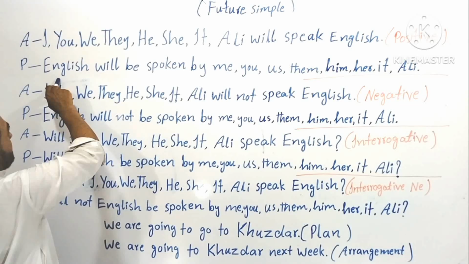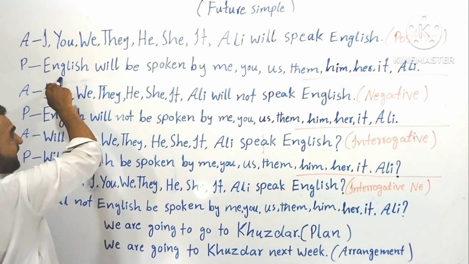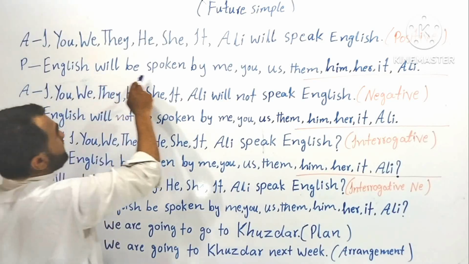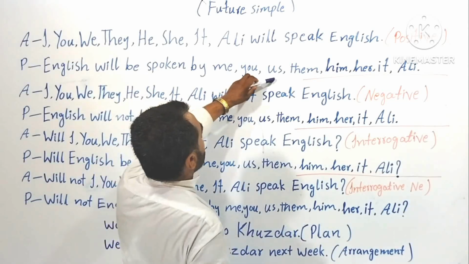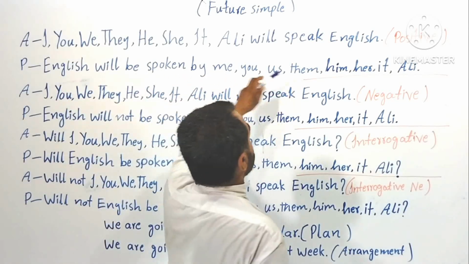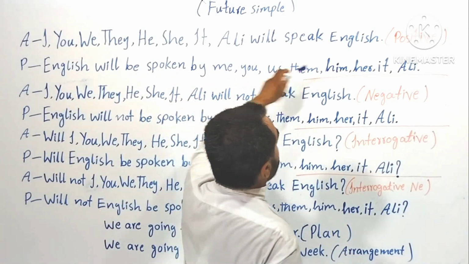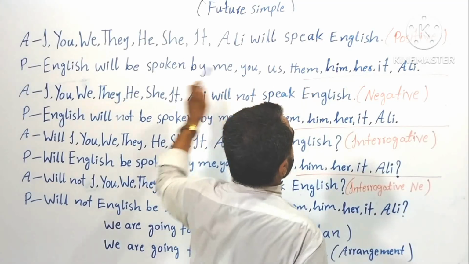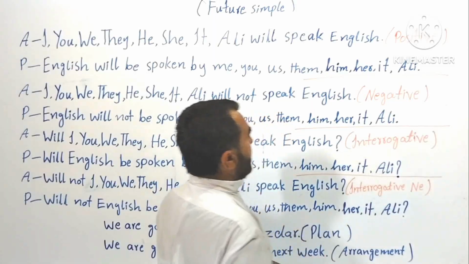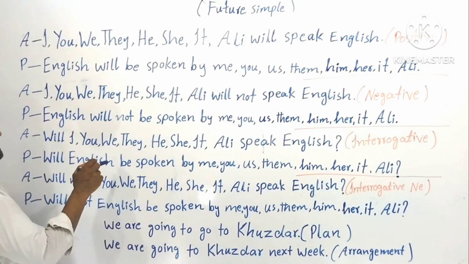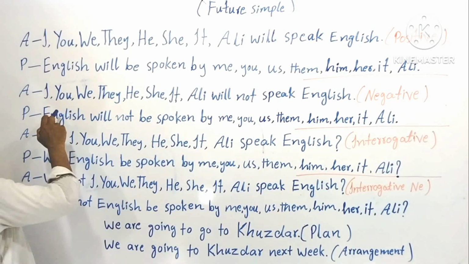The passive voice of the future simple, positive sentence. English will be spoken by me, English will be spoken by you, English will be spoken by us, English will be spoken by them, English will be spoken by him, English will be spoken by her, English will be spoken by it, English will be spoken by Ali. Understood? Finished? Now let's read the negative sentence.